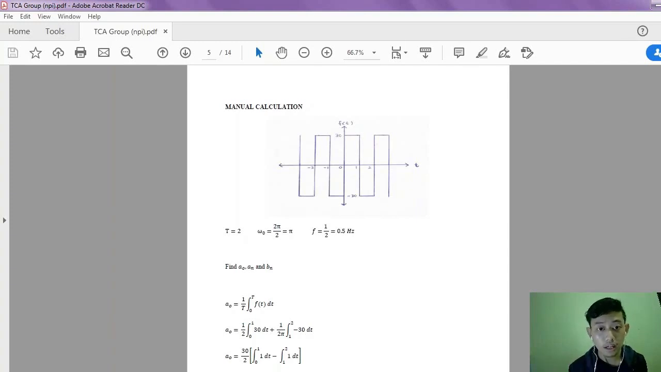The title is Fourier Series Analysis and its Application. I will cover the manual calculation first. As you can see, this is the manual calculation.